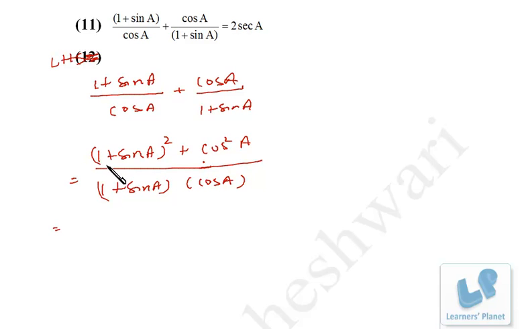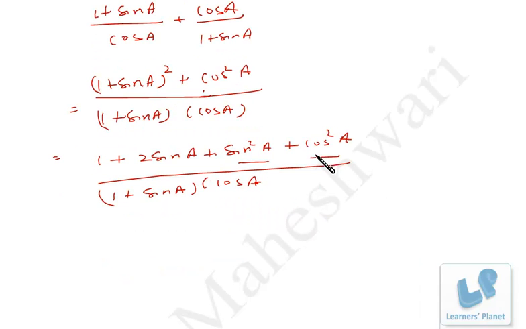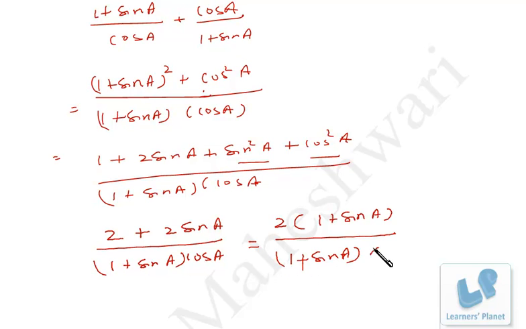Now we just open the bracket, a plus b whole square. So it's 1 plus 2 sin a plus sin square a plus cos square a upon 1 plus sin a into cos a. Now sin square a plus cos square a is 1, right? So this is 1 and this is 1, that is 2 plus 2 sin a upon 1 plus sin a cos a, right? Now I can take 2 as common. So it's 1 plus sin a upon 1 plus sin a into cos a. Now this and this is cancelled.